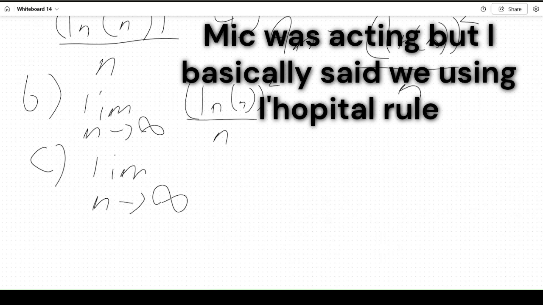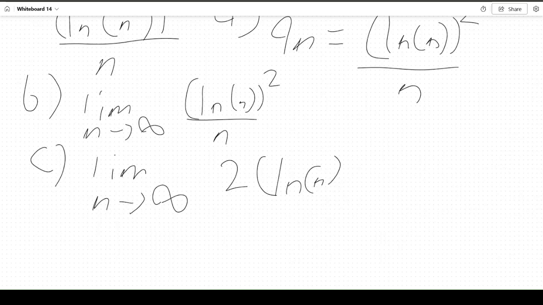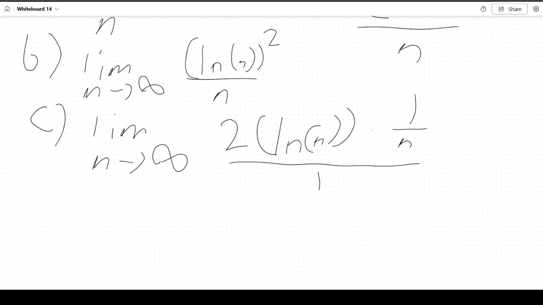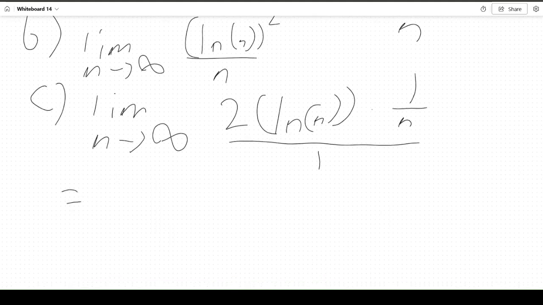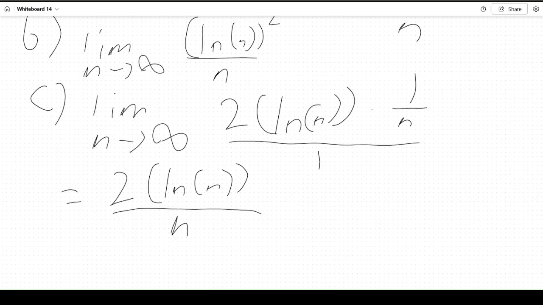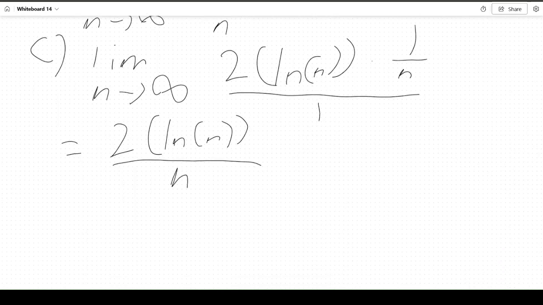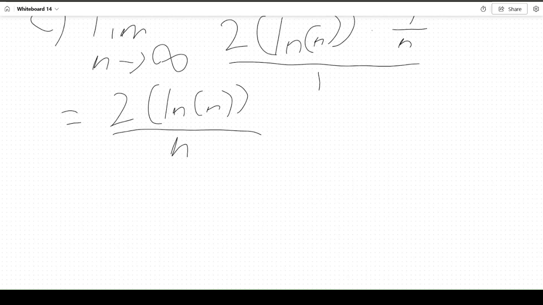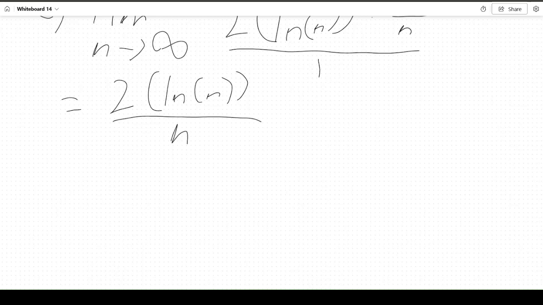We have 2 at the exponent, so we could bring that 2 over here. And we have to derive from the inside, so that would be 1 over n. And we have to derive from the bottom, that would be just 1. We can have it like this. And now we have to derive it again, or use L'Hopital's rule again, because it's necessary for this problem.